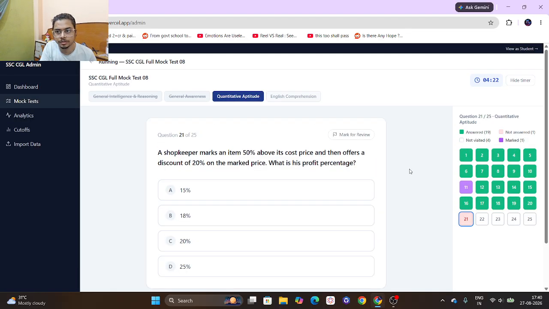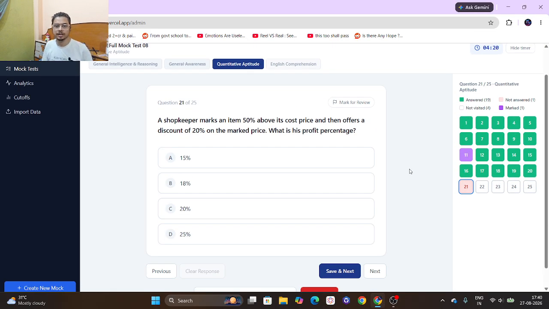Next. A shopkeeper marks an item 50% above its cost price, then offers a discount of 20% of the mark price. Take CP as 100, marks an item 50% above the cost price. MP becomes 150, and then offers a discount of 20% of the mark price. So 150 into 8 by 10, 120. SP becomes 120, and 20% profit.